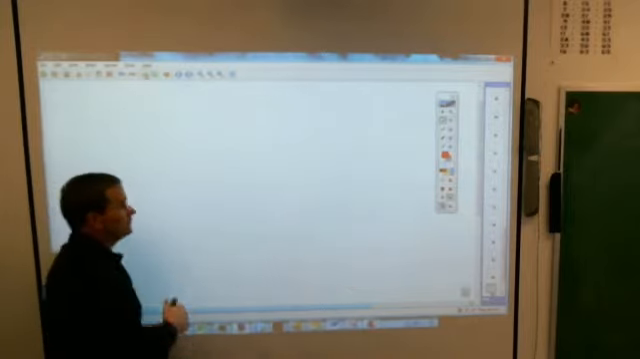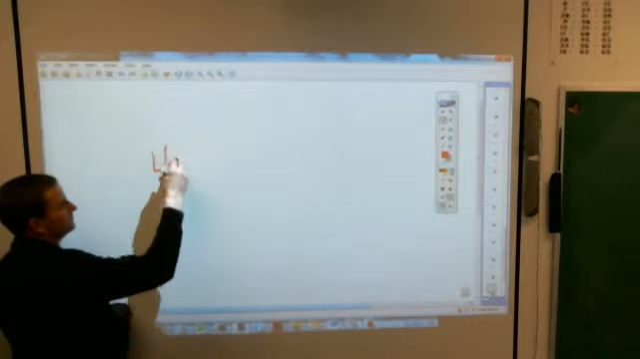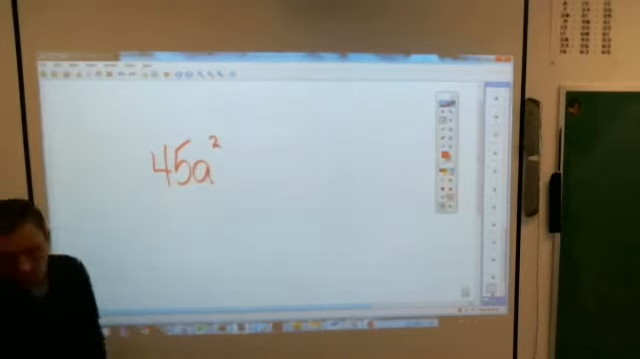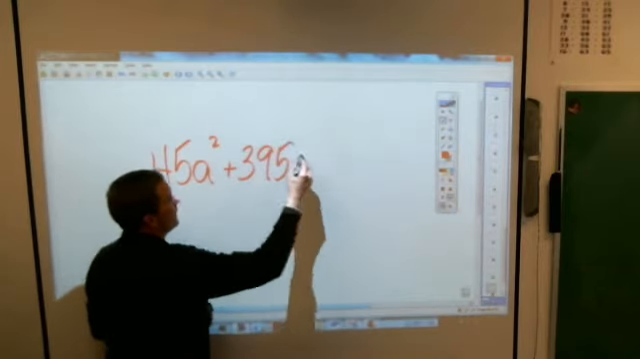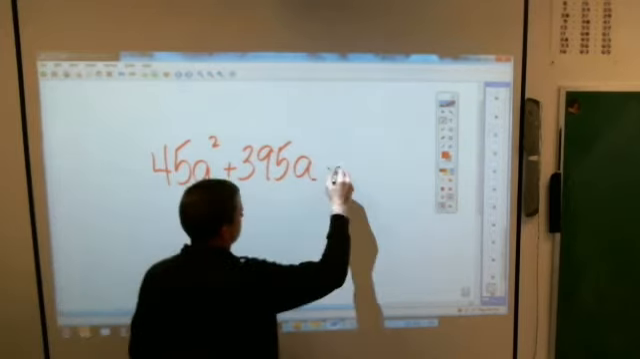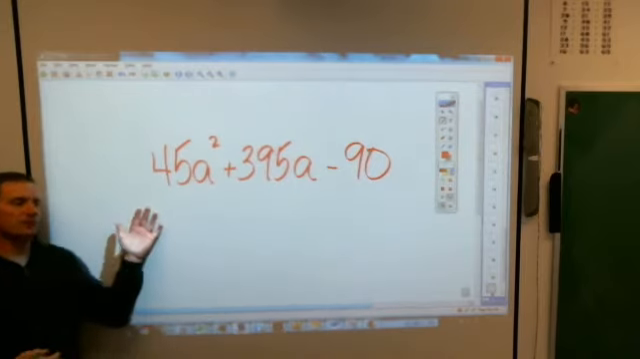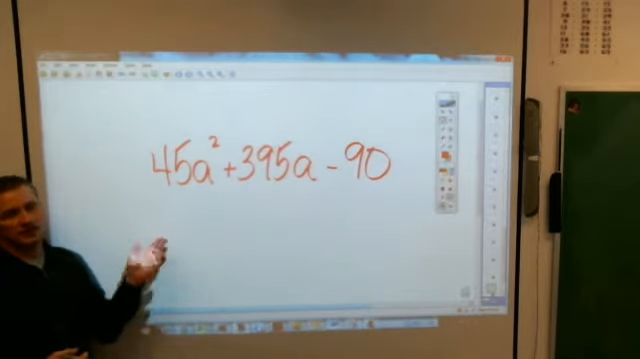Now, for the tough one, the last problem: 45a squared plus 395a minus 90. How many different ways can I break apart 45a? 45. You could do 5. Why don't I do 45? And Keith hit it on.